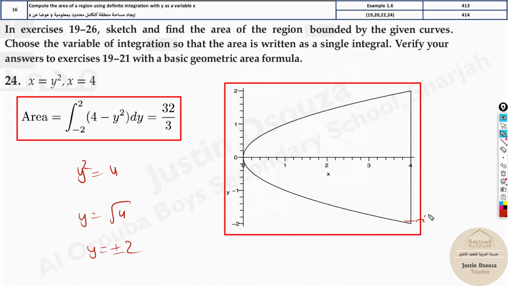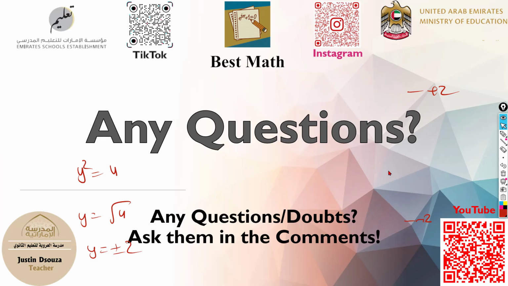So this is minus 2. This will be plus 2. So the integral from minus 2 to plus 2. And what happens? The right side is 4 minus the left side, whose equation is y squared. That's it. Put it in the calculator. You're going to get the answer. Definite integral solving. That is the end of this topic.